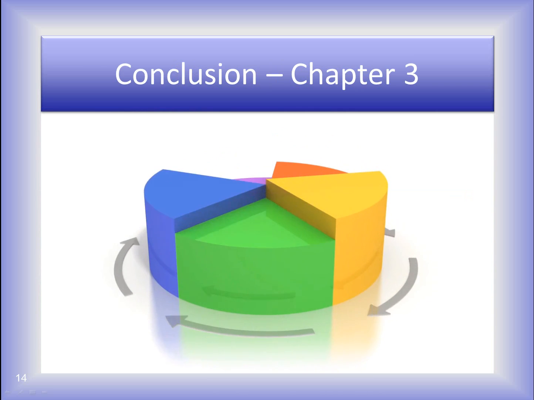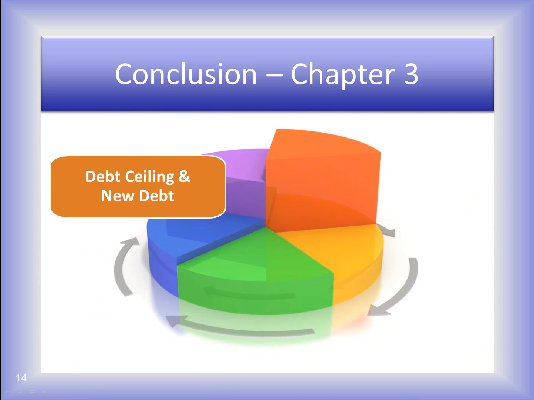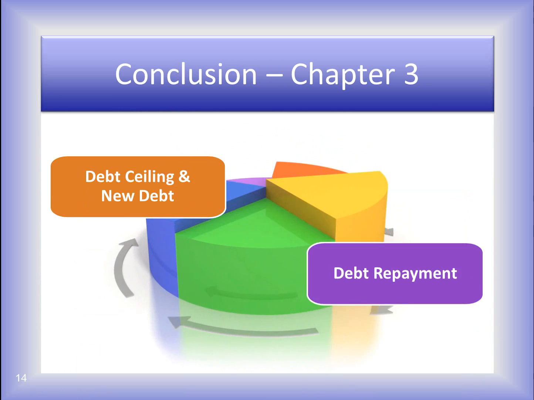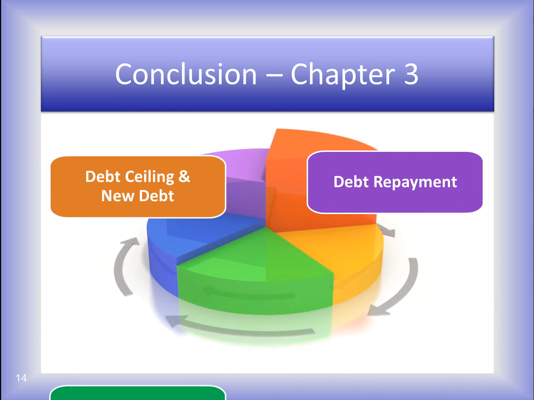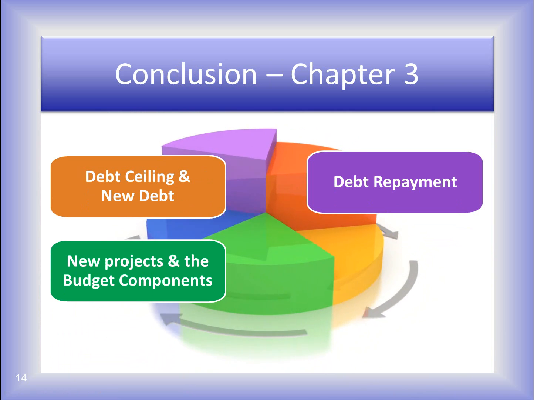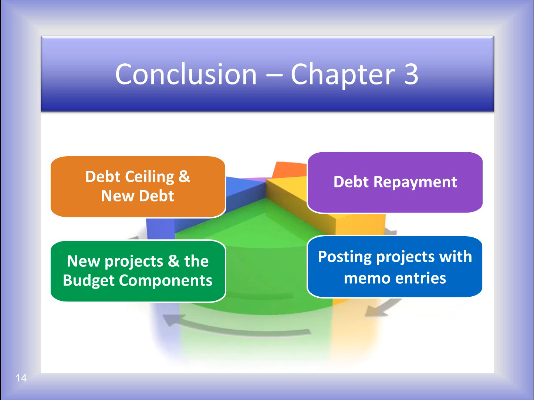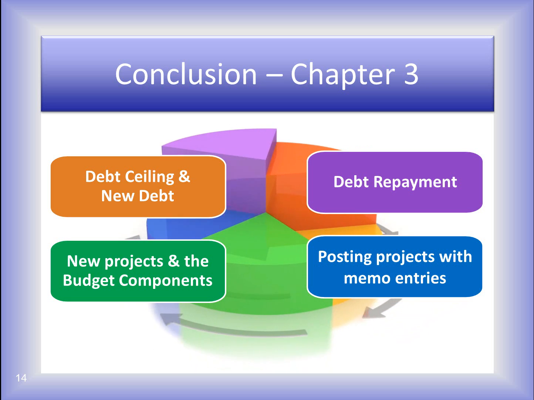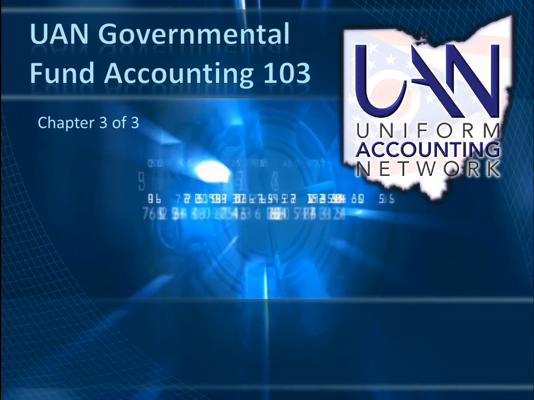In this chapter, you learned about the debt ceiling and incorporating new debt into both components of the operating budget, budgeting the loan repayment to principal and interest accounts, new projects and how they're incorporated into the budget components, and how directly distributed project funding is posted through your books as memo entries. This concludes Fund Accounting 103, Chapter 3.